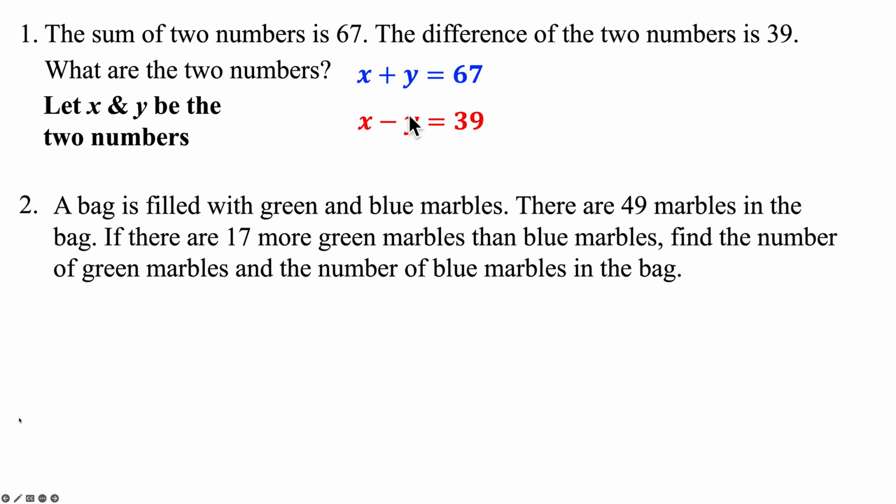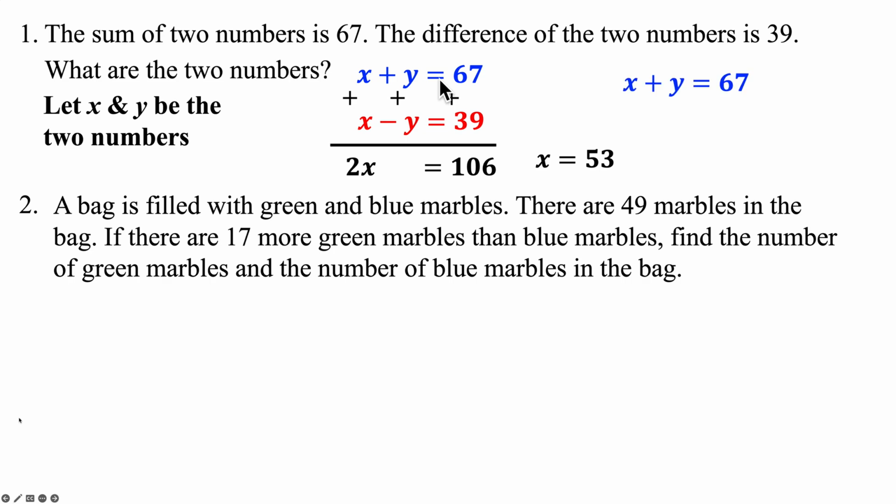Well, here's my system. My y's are already opposite. Let's add those together. 2x, y's cancel. 67 plus 39 is 106. Solve for x. We divide by 2. We get x is 53. Pick either equation. I'd probably go with the first one. Substitute in the 53. All right, 53 plus y equals 67. Subtract over 53. y is equal to 14. There's my two numbers, 53 and 14.